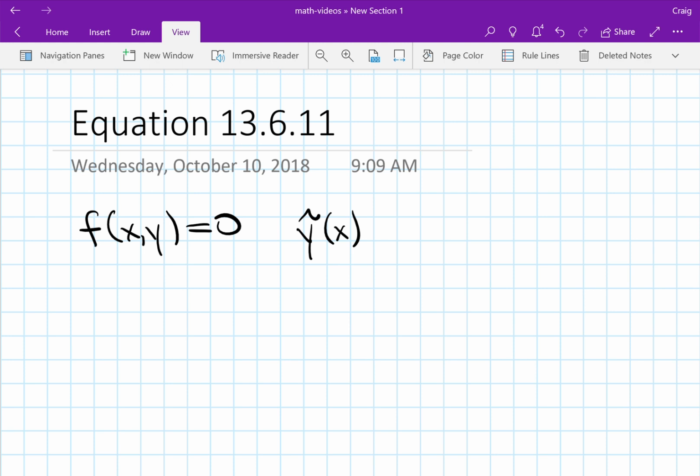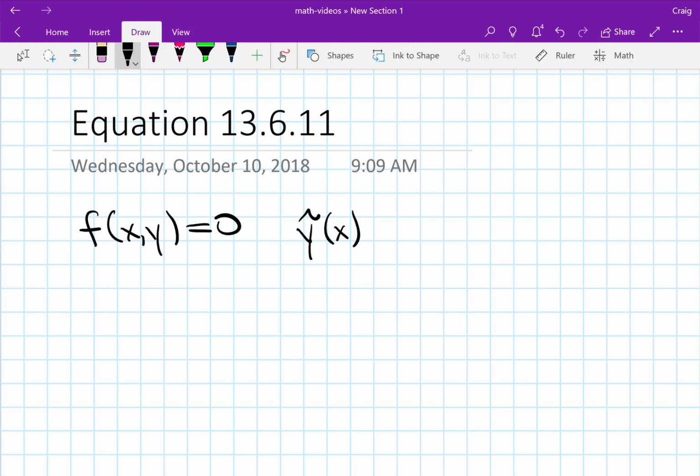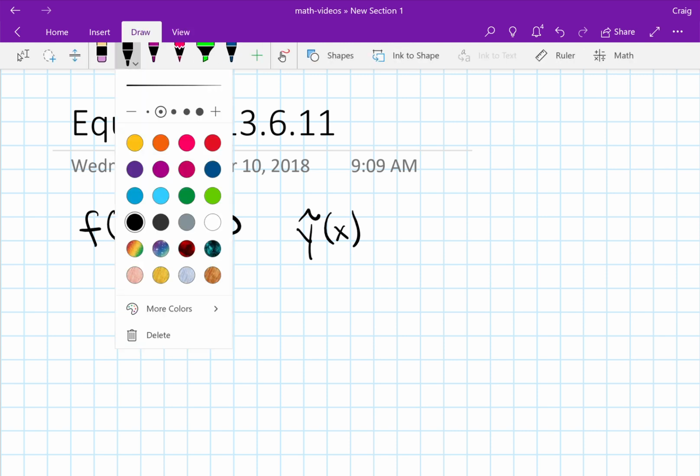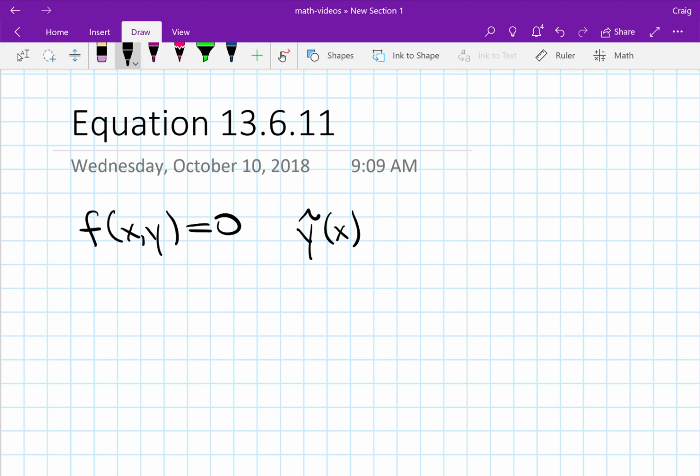I think it's a little bit confusing because it's not clear when y is being treated as a function and when y is being treated as an independent variable. So I will always call my functions y, and I'll put a little tilde on top to remind the reader that this is in fact a function in its own right.